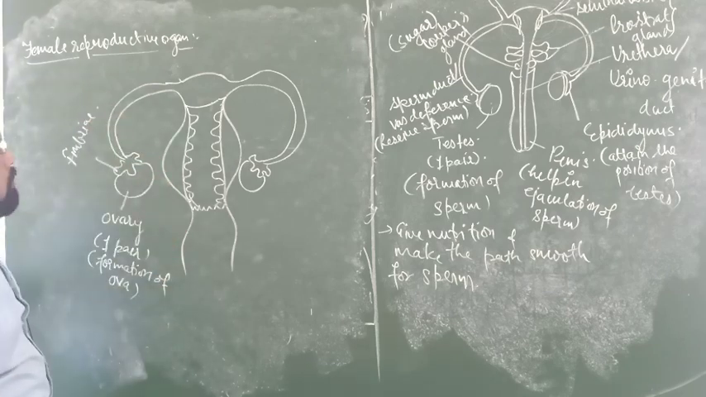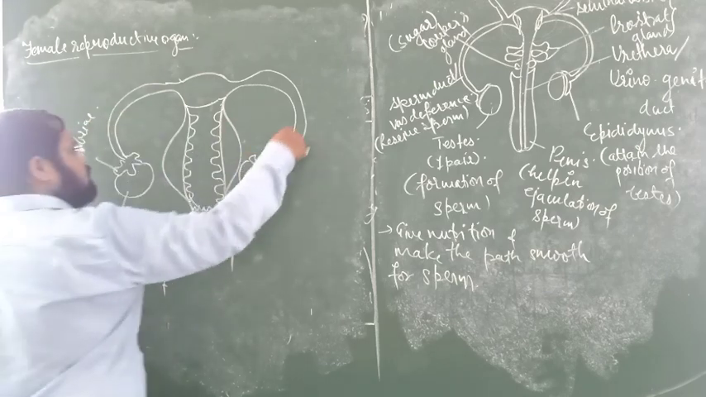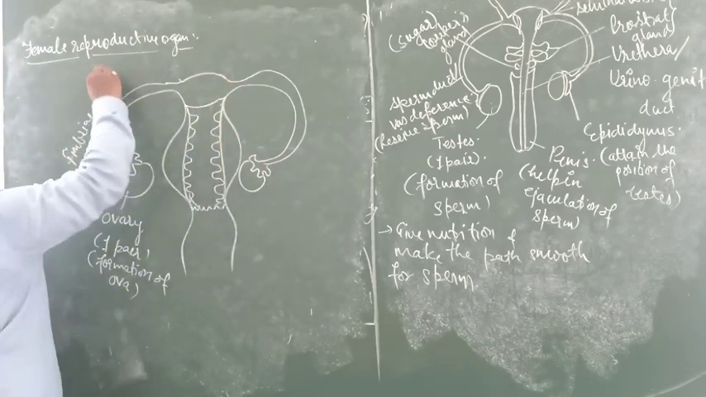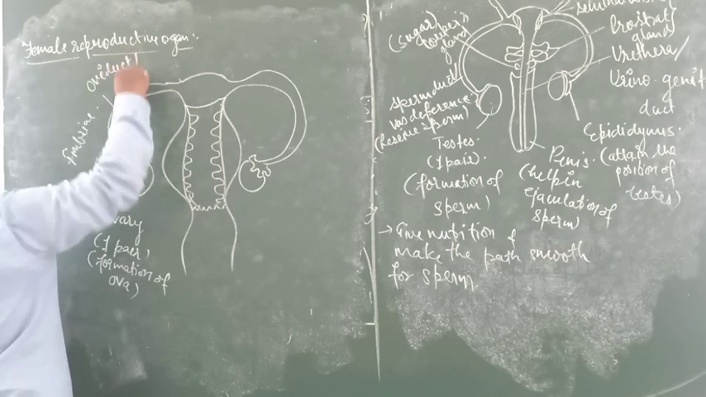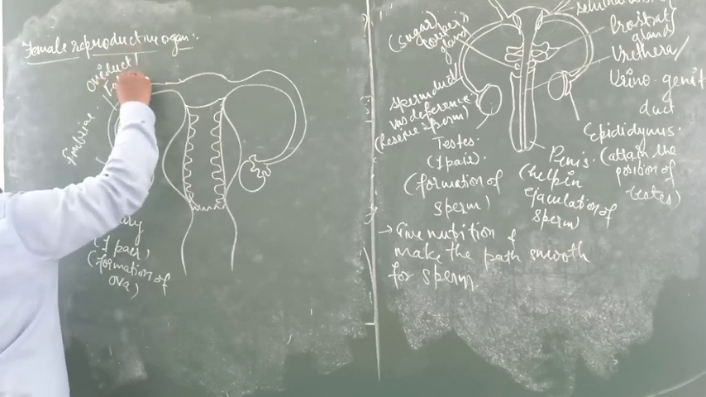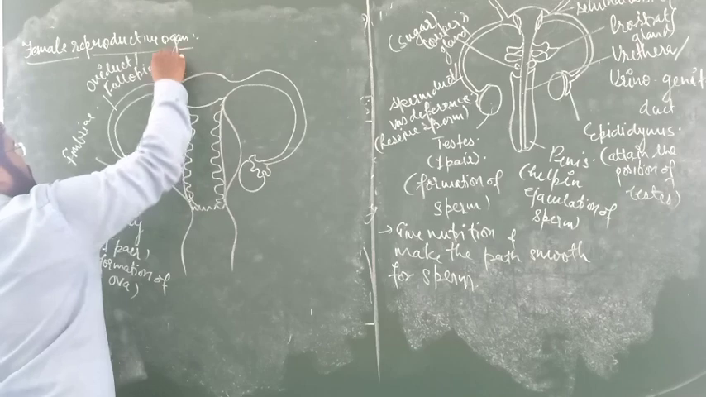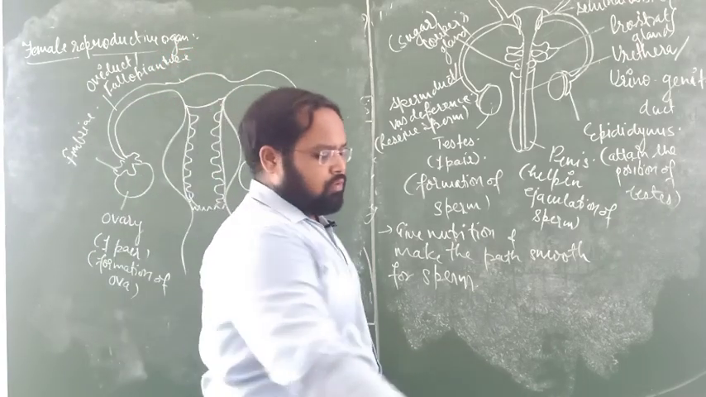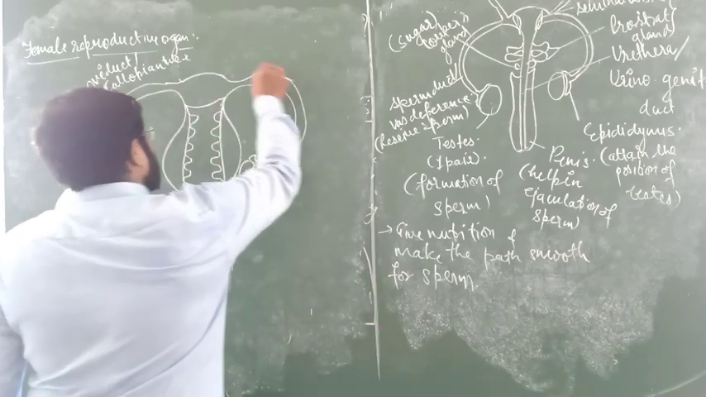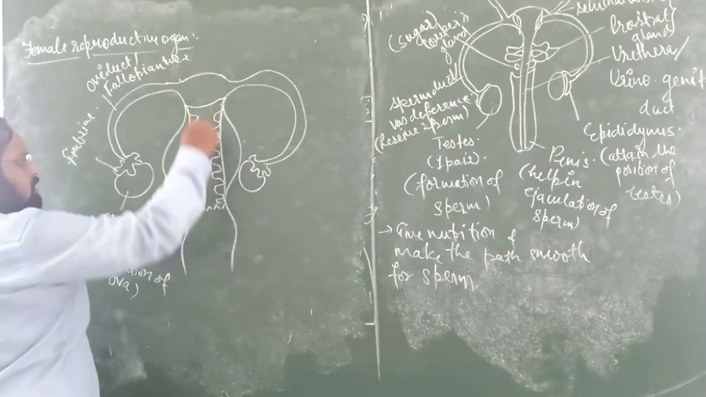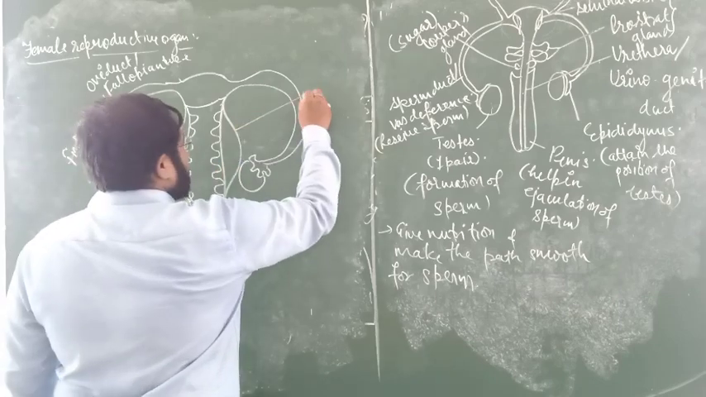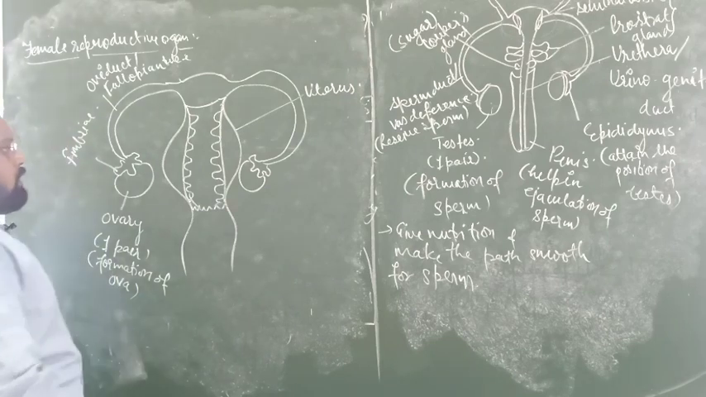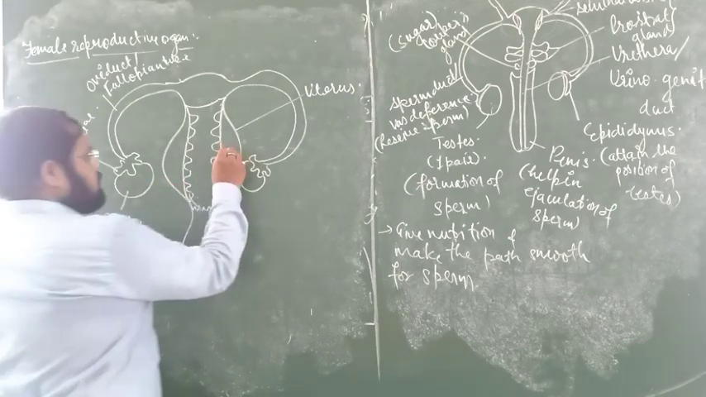Okay, a finger-like structure which is attached to the ovary is called fimbriae. Okay, a duct which receives the ova is called the oviduct or fallopian tube. Oviduct or fallopian tube. Okay, so these ducts arise into a common duct. This one is the common duct, called the uterus.